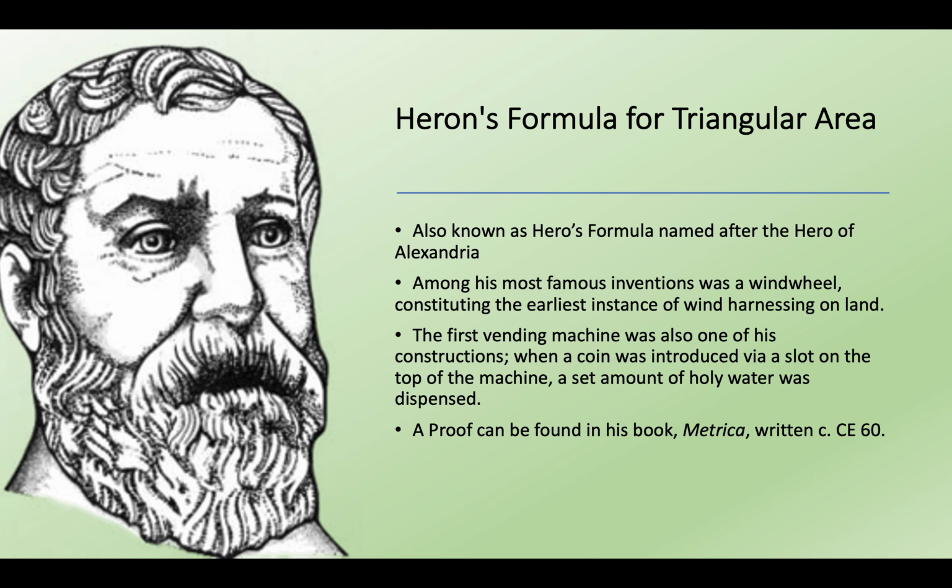His most famous was the windwheel. It was the earliest instance of harnessing wind on land. The one I found most interesting was he made the first vending machine, and when you put a coin in it, you got a set amount of holy water. And a proof of Heron's formula, if anybody would like to see it, is in Matrica.